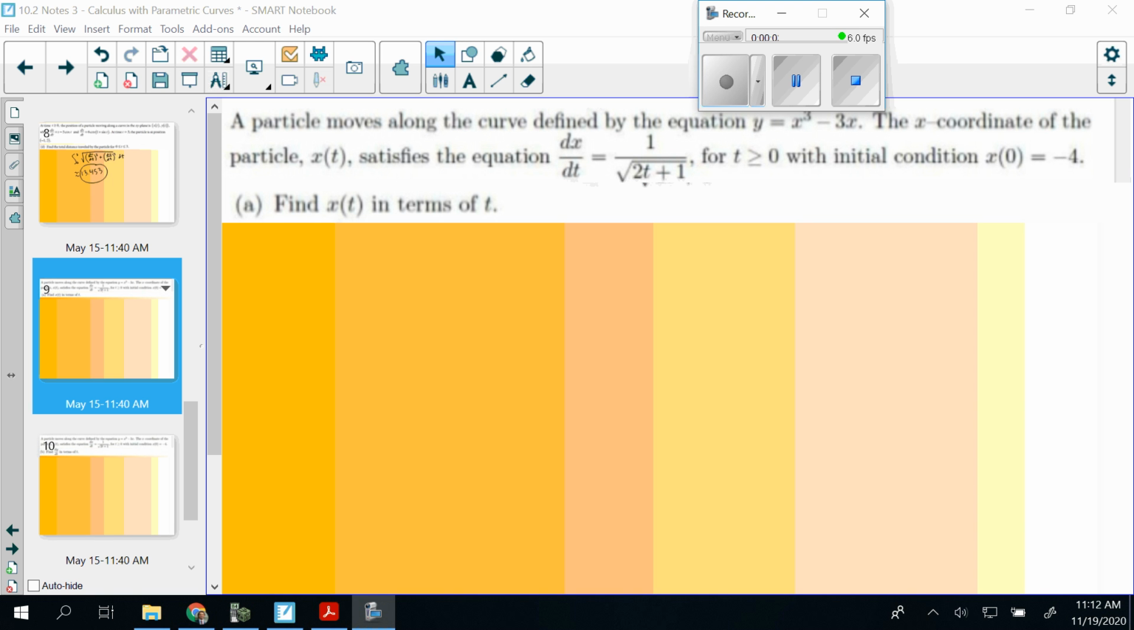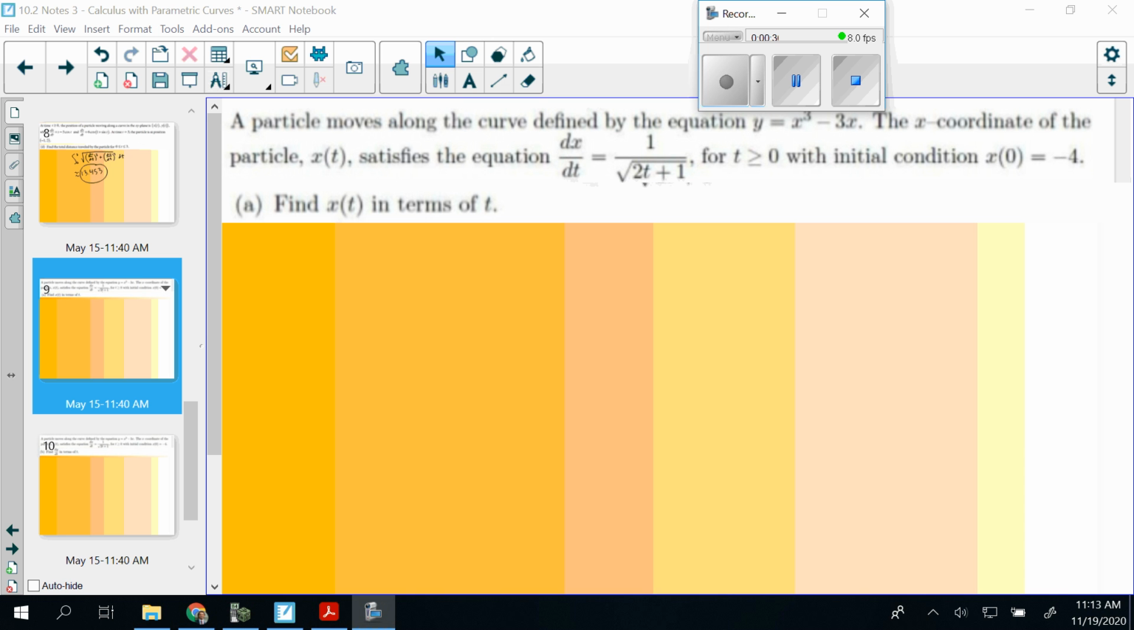All right, this is another FRQ type question for AP. It says a particle moves along a curve defined by this y equation here. The x coordinate of the particle, x of t, satisfies this velocity equation dx/dt, that's the velocity in the horizontal direction, for t greater than or equal to 0. The initial condition that at 0 the x coordinate is -4 applies. So they want us to find what is the x of t equation in terms of t.